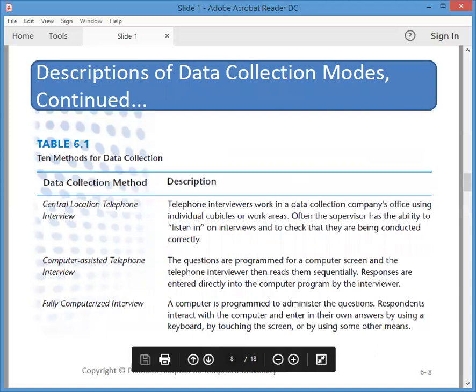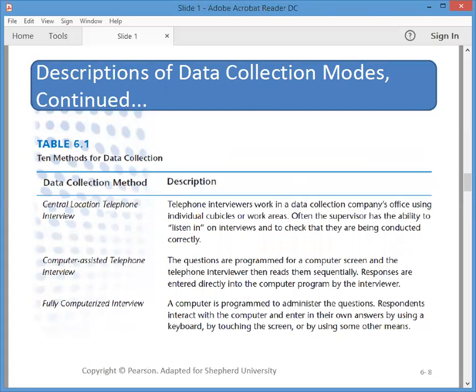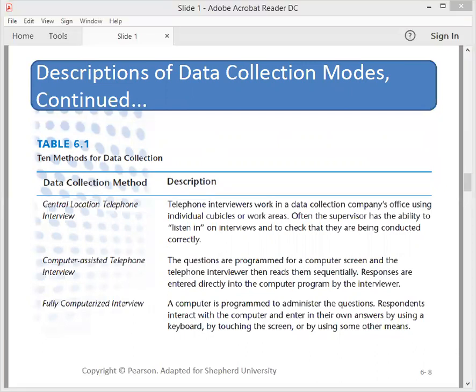In some of the other data collection modes, a central telephone interview, interviewers work in a data collection company's office. Computer-assisted telephone: the questions are programmed for a computer screen, and then the telephone interviewer reads them sequentially. Fully computerized interview: a computer is programmed to administer the questions. So the respondents will interact with the computer rather than with a person who's assisted by the computer.